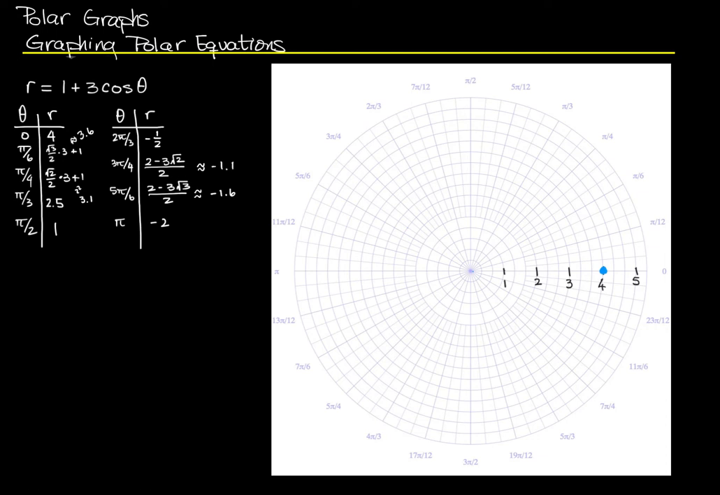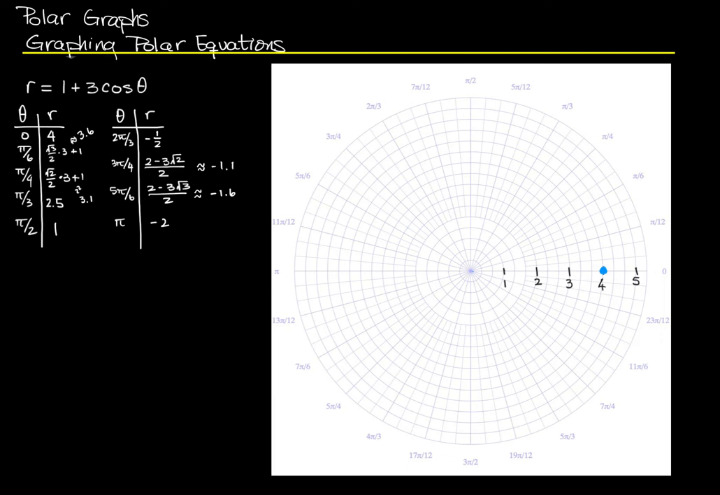All right, let's find these values. Let's look at these pairs of points. I have 0, 4. That means I'm going to go out around 0. So I'm going to stay on the line that represents theta equals 0, and I'm going to go out 4. So that means I have a point right here. I've already plotted that one.